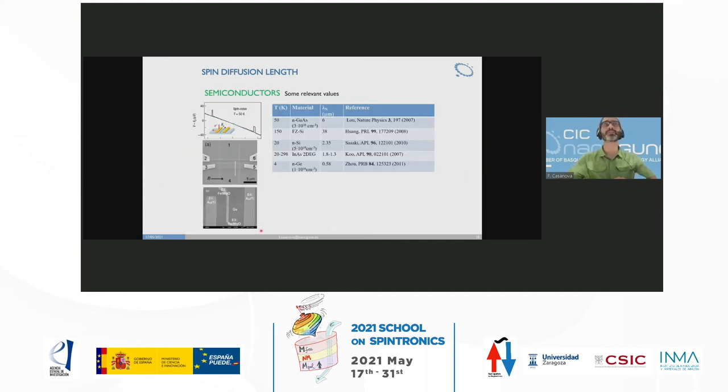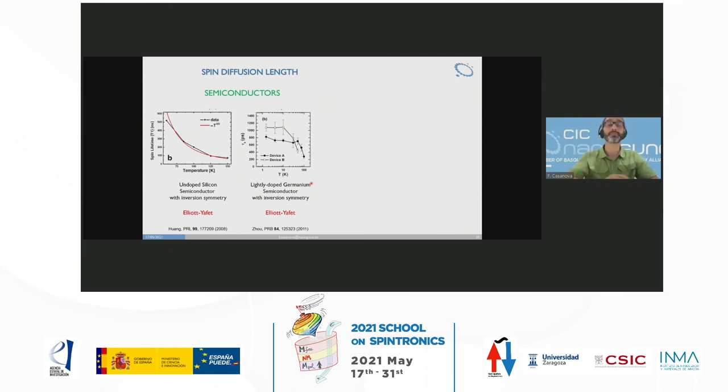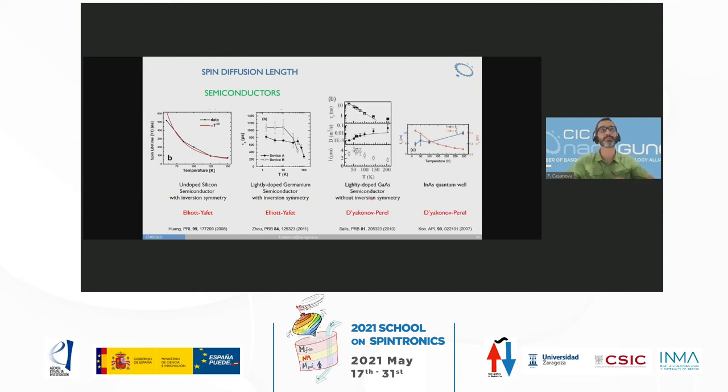In the case of semiconductors, there's a large variety of spin diffusion lengths. The best one is in the case of undoped silicon, 38 microns. When you dope silicon, then you have more impurities, more scattering, and then it decreases. Or in the case of germanium, whose spin-orbit coupling is stronger, the spin diffusion length also decreases. But it can be up to a few microns, okay? In this case, the origin of the spin relaxation may be very different. As I mentioned, in the case of silicon or germanium that have a structure with inversion symmetry, it is the Elliott-Yafet mechanism. But in the case of gallium arsenide or indium arsenide quantum wells, it's been shown that it's Dyakonov-Perel.